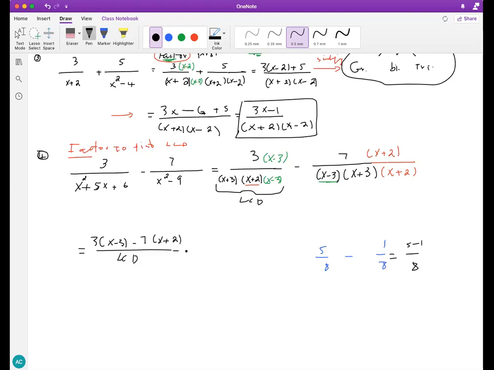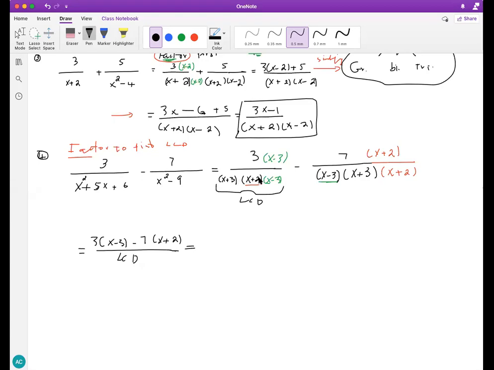We're almost done with this one. What do you think we do next? We're almost done with this expression. One more step. What is it? We need to distribute. That's right. Let's distribute here. Let's simplify.